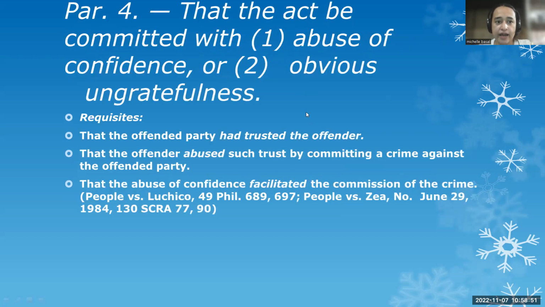Next, that the act be committed with abuse of confidence or obvious ungratefulness. Requisites: number one, that the offended party had trusted the offender. Number two, that the offender abused such trust by committing a crime against the offended party. And number three, that the abuse of confidence facilitated the commission of the crime.